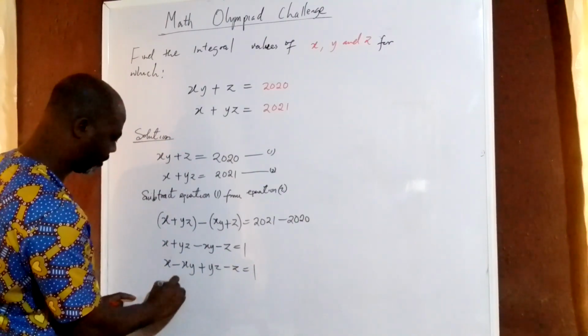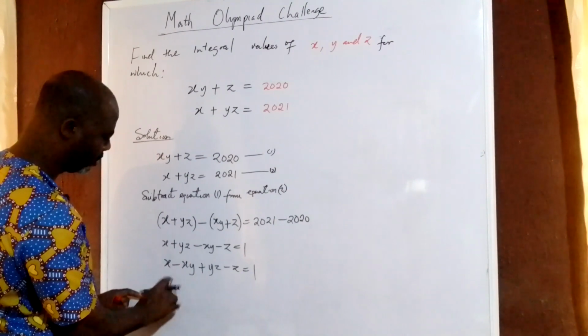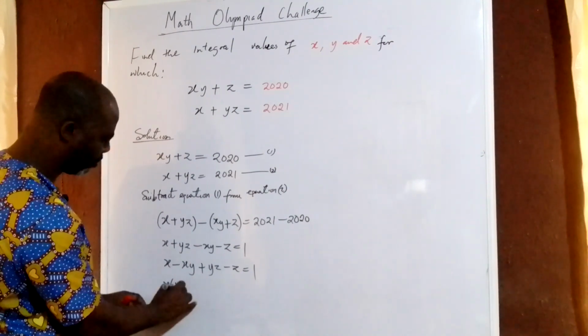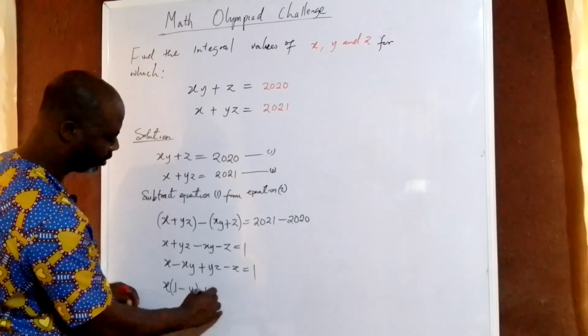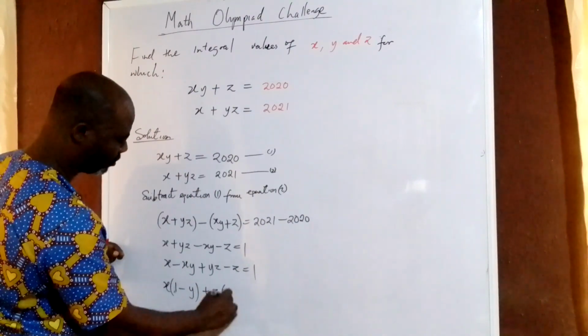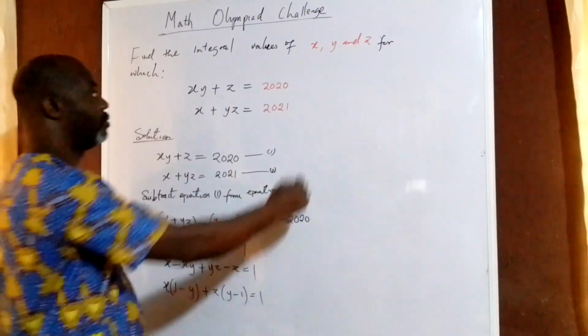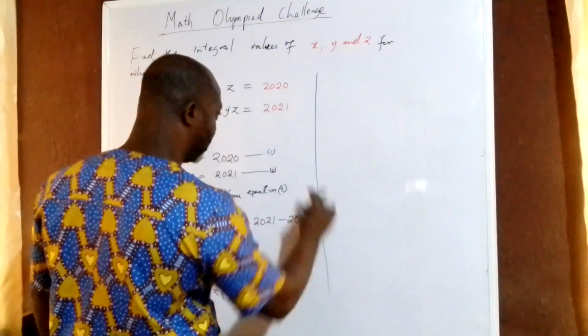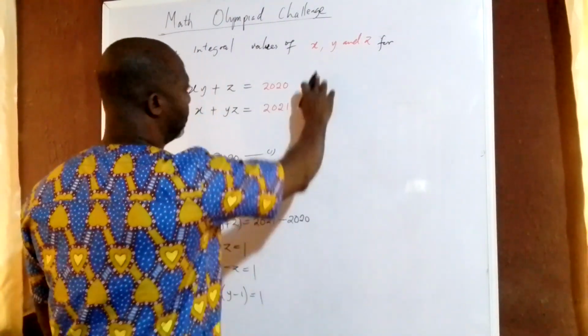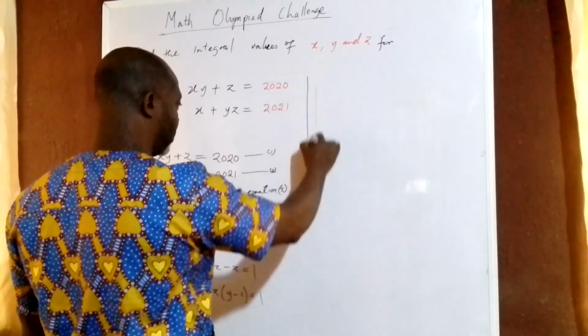Next we factorize the two terms separately. x is common here, so we have x times (1 minus y) plus z times (y minus 1) equals 1. So we move over to this end of the board. Sorry about that.